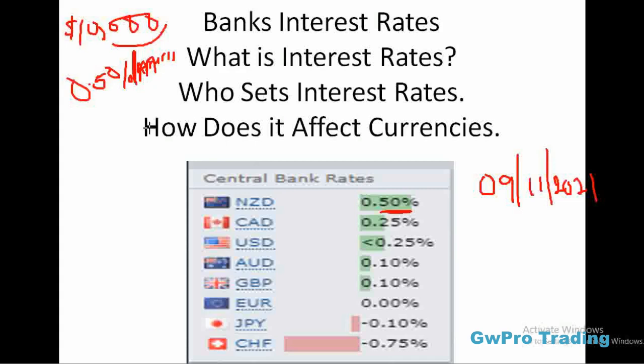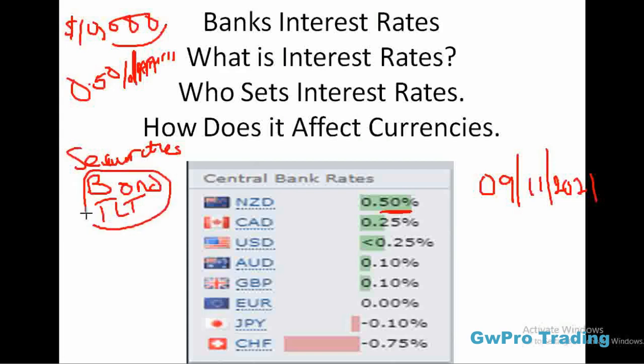And that also applies to buying securities. All right, bonds, like buying bonds, TLT, treasuries. These government bonds are guaranteed to pay you back at the end of the stipulated period, plus your interest.